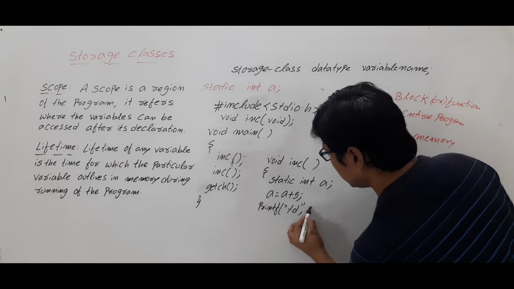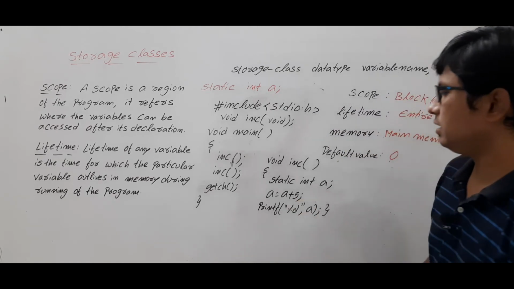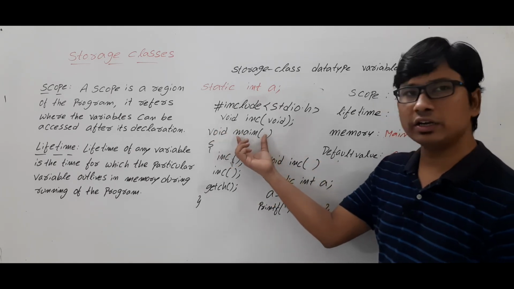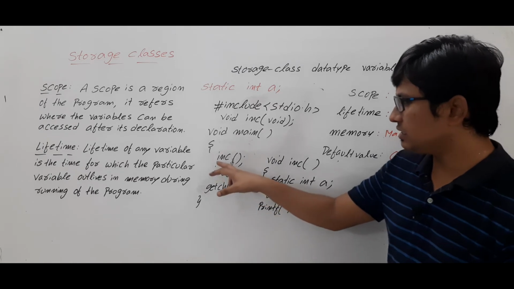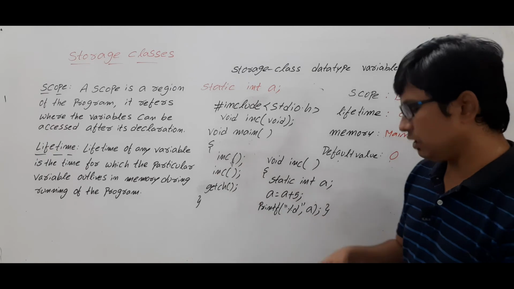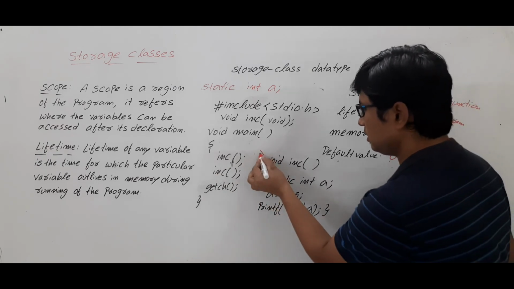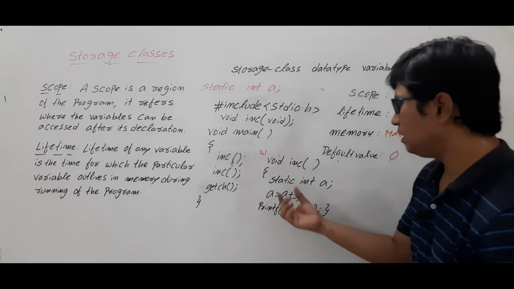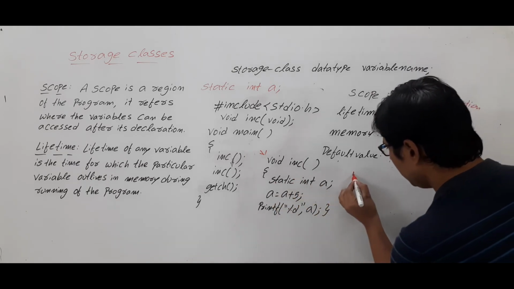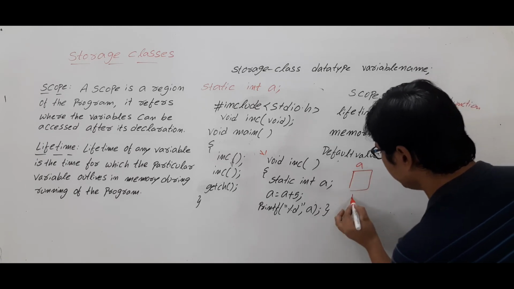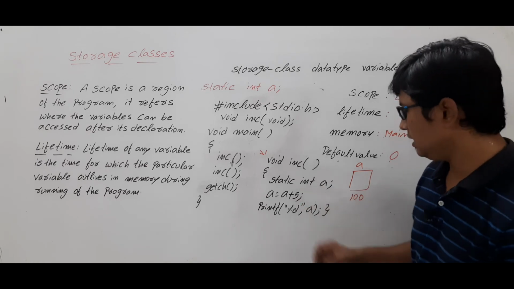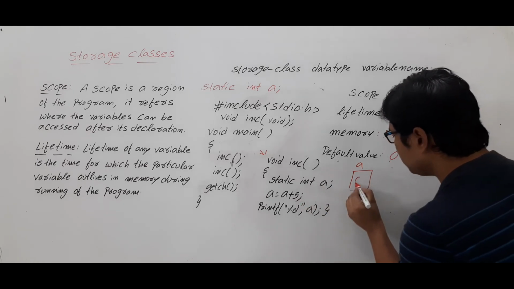printf percentage d a. Now what will happen? You know that every program will start executing from the main function. Now inside the main function, you are calling a function called inc, so it will go to the function definition. Now look at this program. Static int a. A variable a will be created in some memory location, and as you have not initialized any value, it will have the default value which is 0.